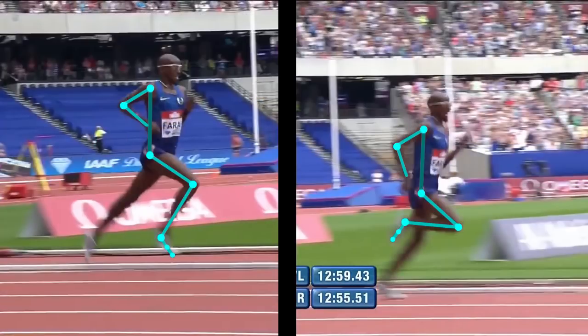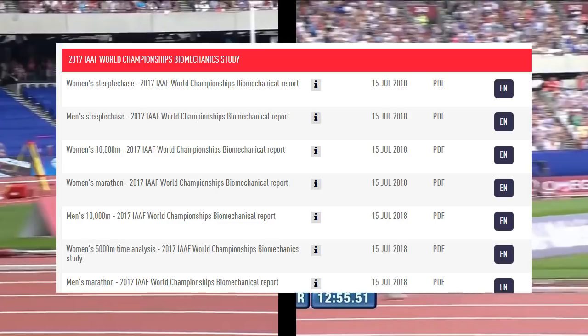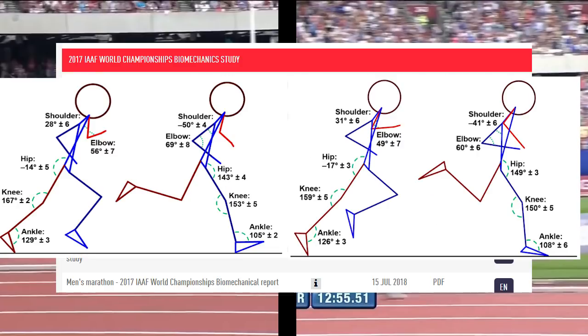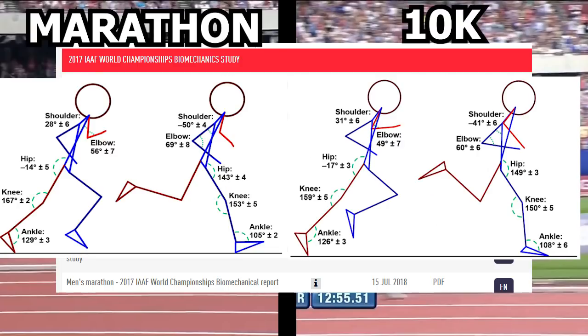Now that we covered that, let's get into looking at specific parts of the body and what changes as elite athletes run faster. To really support some of this, the IAAF just recently published biomechanical studies that contain information on the joint angular data for the top 8 athletes during certain races from the World Championships in London 2017. In this case, here are the angular differences from the 10K and marathon races in those studies. It's pretty interesting stuff, and if you're a nerd like me, you can totally check it out yourself. I'll leave a link in the description below.